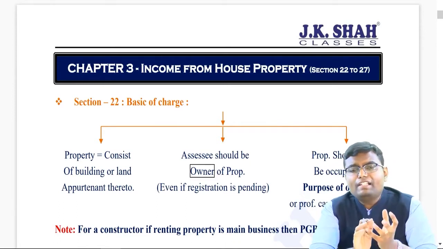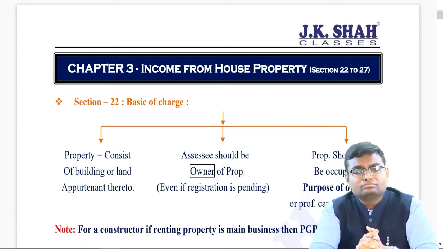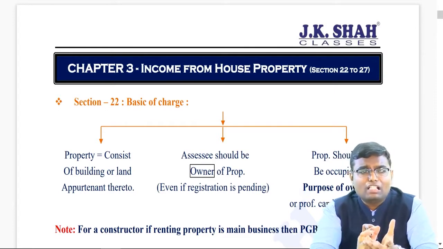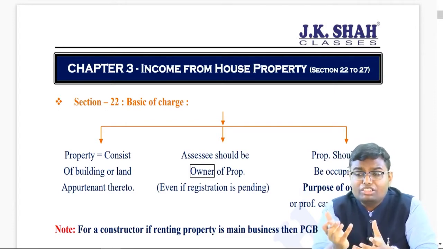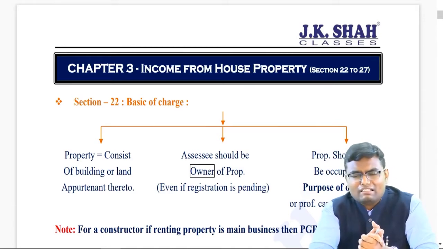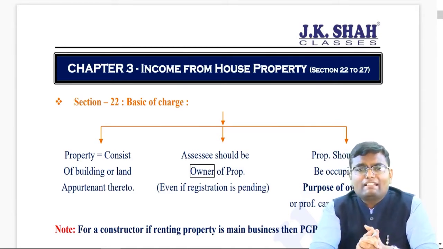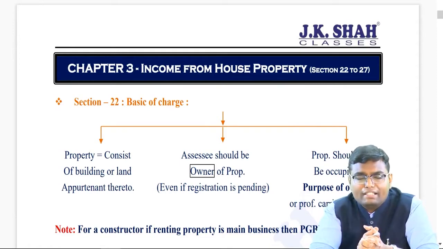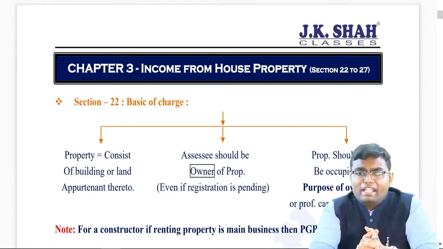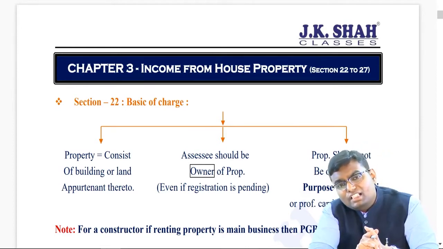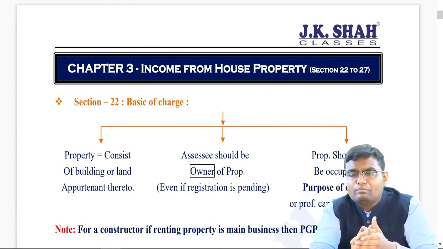Now first of all, when a particular income will come under this head, the question arises, sir, are we talking only about residential house property, or is commercial property also there? So let us understand when a particular income will be taxable under this head, section 22, basis of charge. The first condition: the property which you have given on a rental basis should consist of building or land appurtenant thereto. When I say building, it may be a commercial complex, it may be a residential building. When I say land appurtenant, it is the land which is attached to that building, not a vacant land.